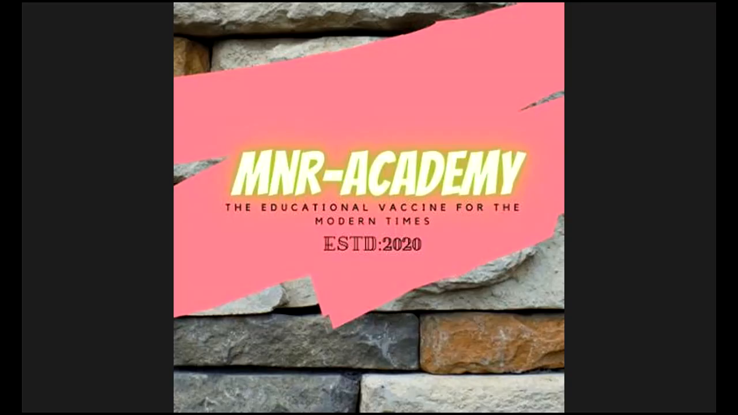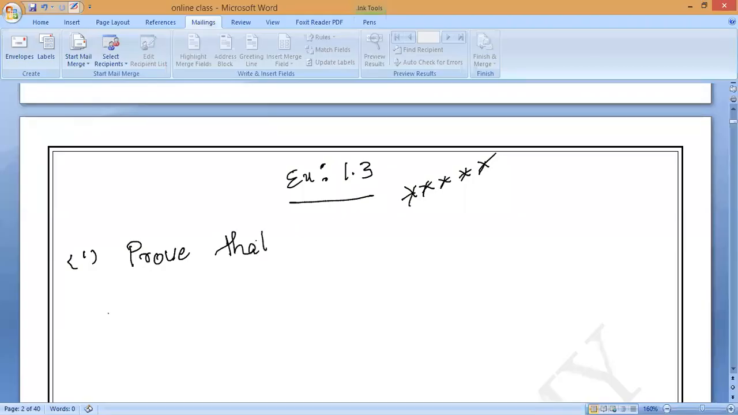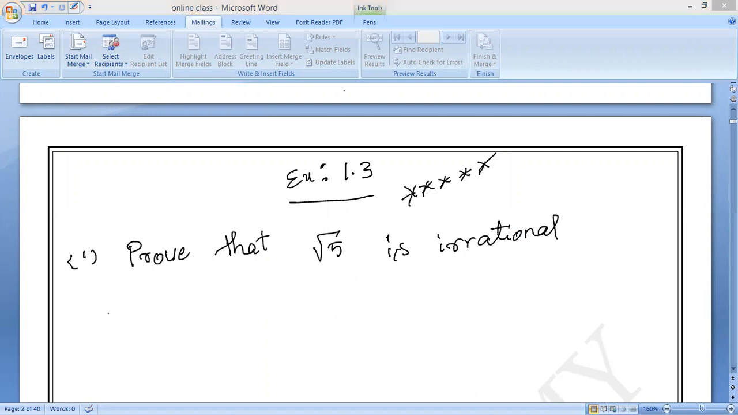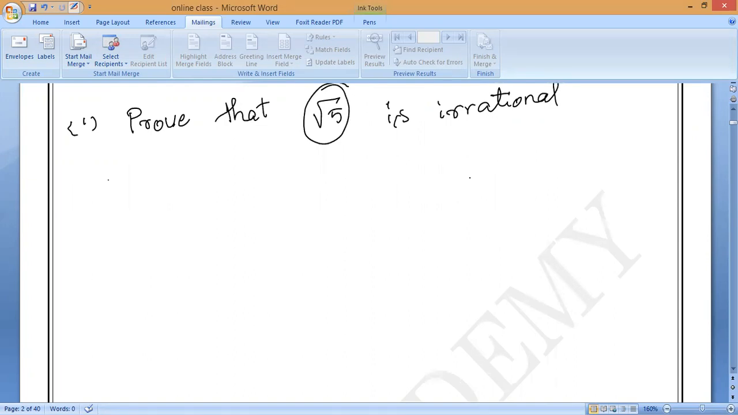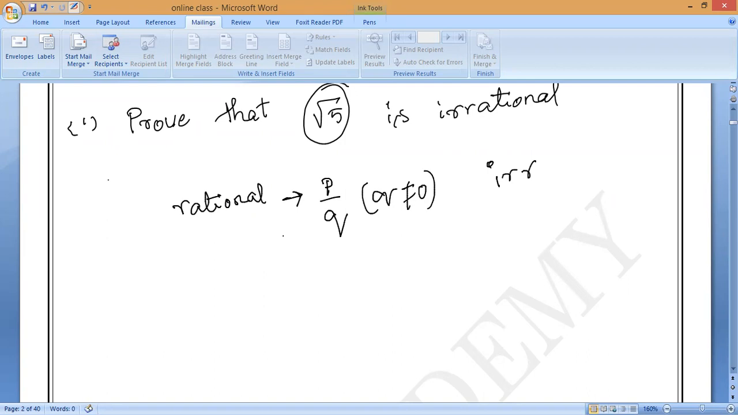We already know root of any prime number is an irrational number. Correct? Prove that root 5 is irrational. We already know root 5 is irrational, correct? Yes, ma'am. Irrational. So what is rational and what is irrational? What is rational? Ma'am, numbers in the form P by Q, where Q is not equal to 0. What is irrational? Not in the form of P by Q.